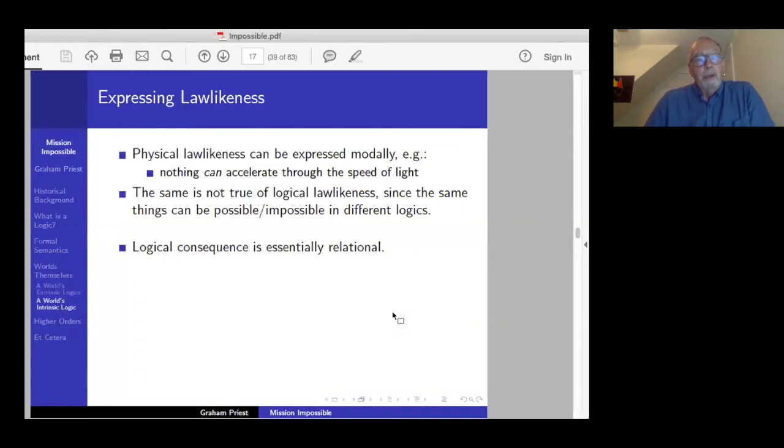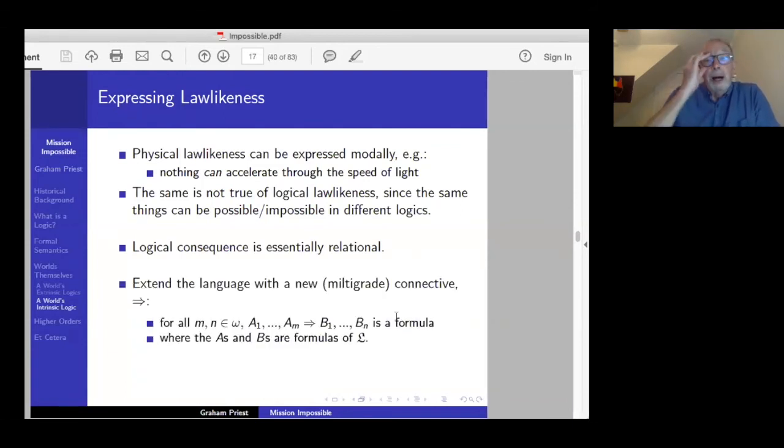All right. So how do we do this? Well, I'm going to extend the language with a new connective, okay? And it's going to be a multi-grade connective, by which I mean that the new connective is double arrow, but it can have any finite number of formulas on its left and any finite number of formulas on its right. This is where the fact that you're dealing with a finite consequence relation is really doing some hard work. So we extend the language with this new multi-grade connective, where the A's and the B's, the things on either side of the double arrow, are formulas of L. I'm going to do this to be able to express consequence relationships between formulas of L. And I'm going to call the extended language L with a superscript double arrow.